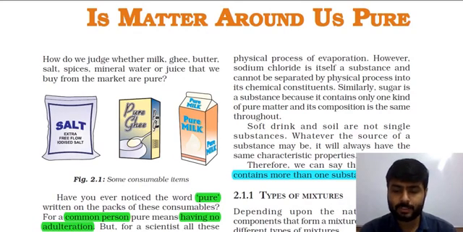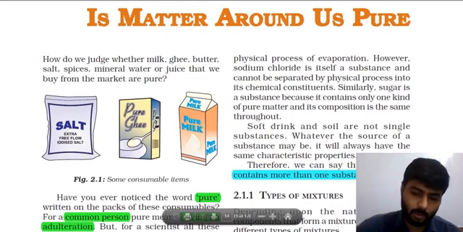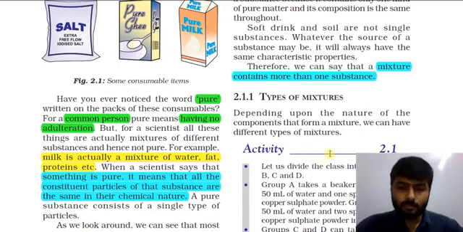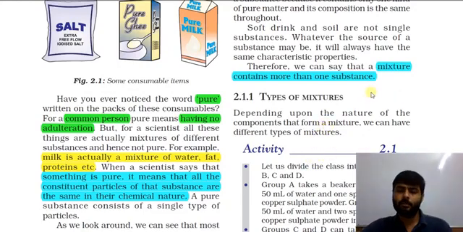Whatever the source of a substance may be, it will always have the same characteristic properties. So every substance will always have the same characteristic properties. Therefore, we can say that a mixture contains more than one substance, or that more than one substance makes a mixture. So that is about mixture.